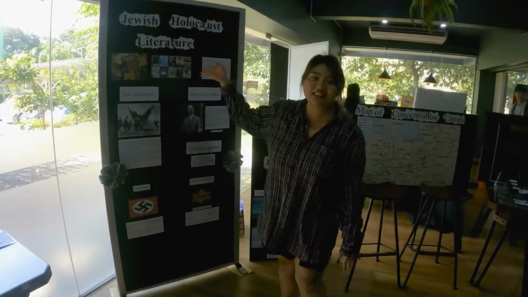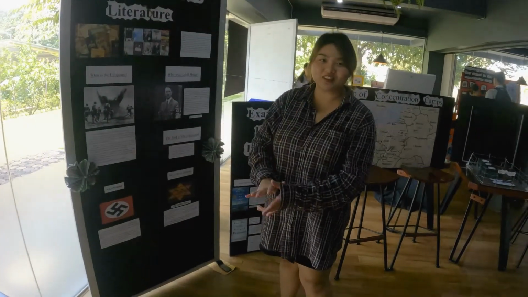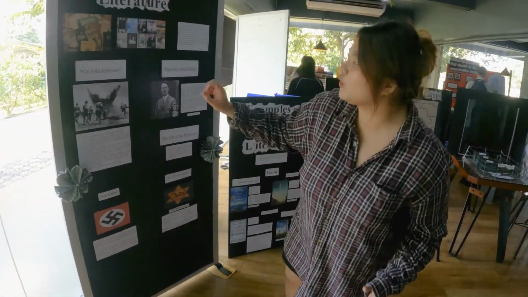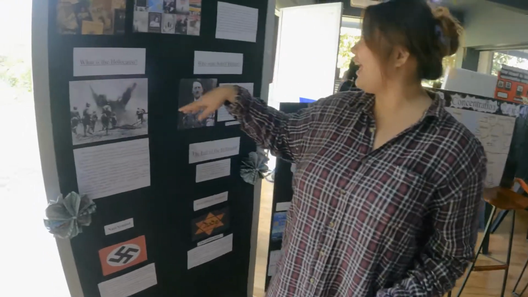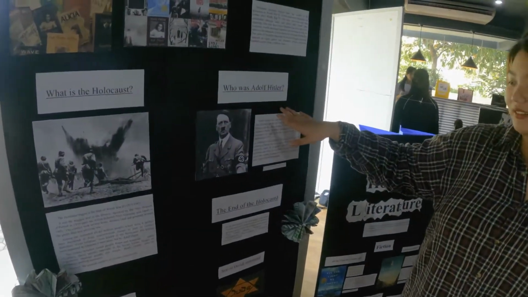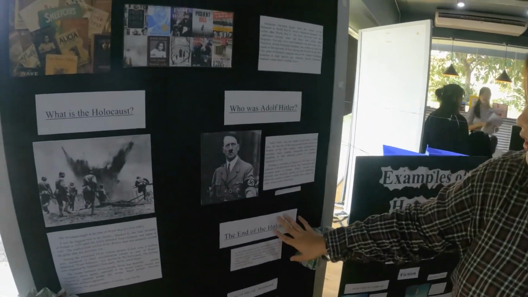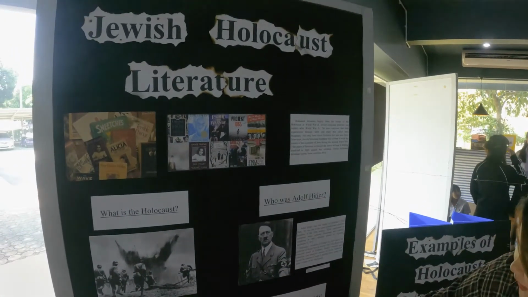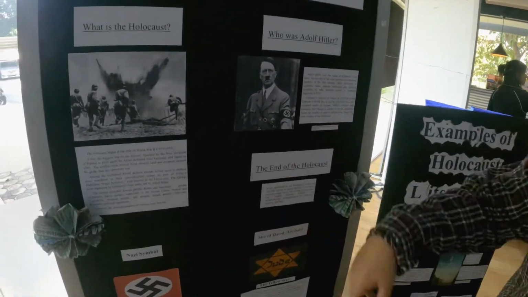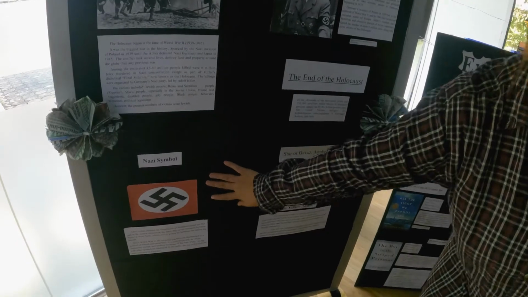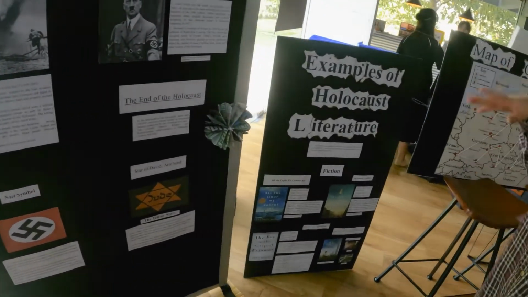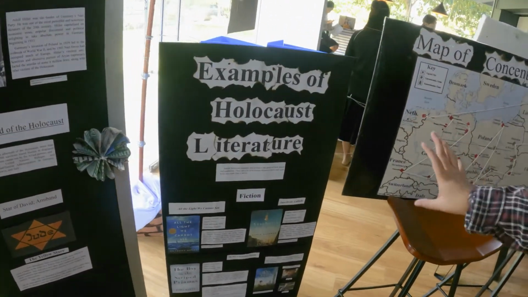Go ahead. This is about Jewish Holocaust literature. It includes what the Holocaust was, who Adolf Hitler was, and the end of the Holocaust. Okay, this is a symbol of the Nazis. And this is an example of Holocaust literature.